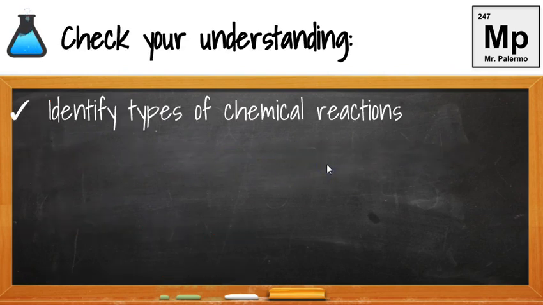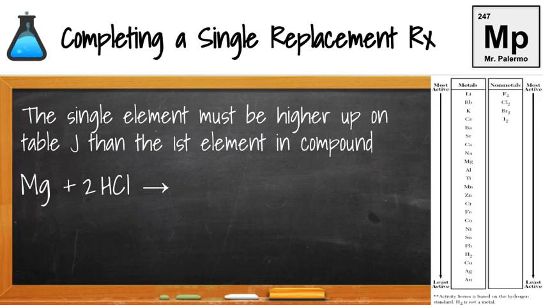Let's check your understanding. Can you identify the types of chemical reactions? The second thing you have to be able to do is complete both single and double replacement reactions. So let's first look at these single replacement reactions.